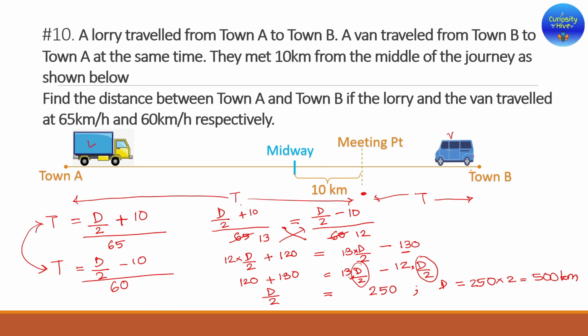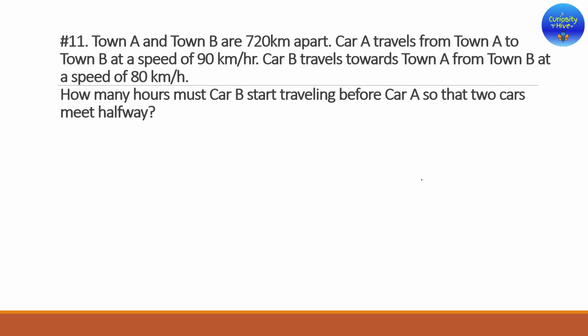So this is how we solve this distance and time problem, because here the time again is the same. So all we need to find is the two equations of time and then solve them together. Let's take a look at another question of this type.